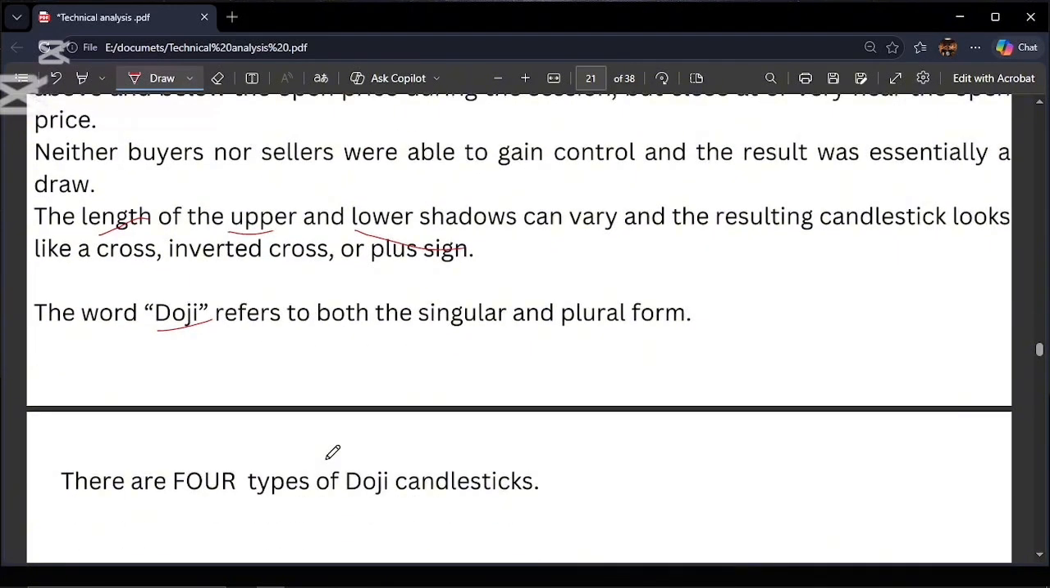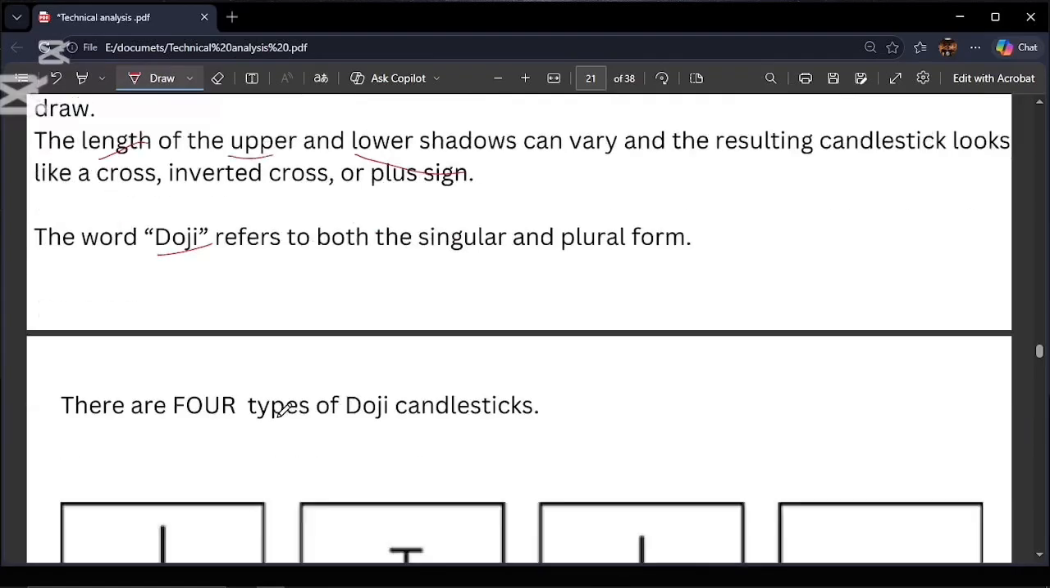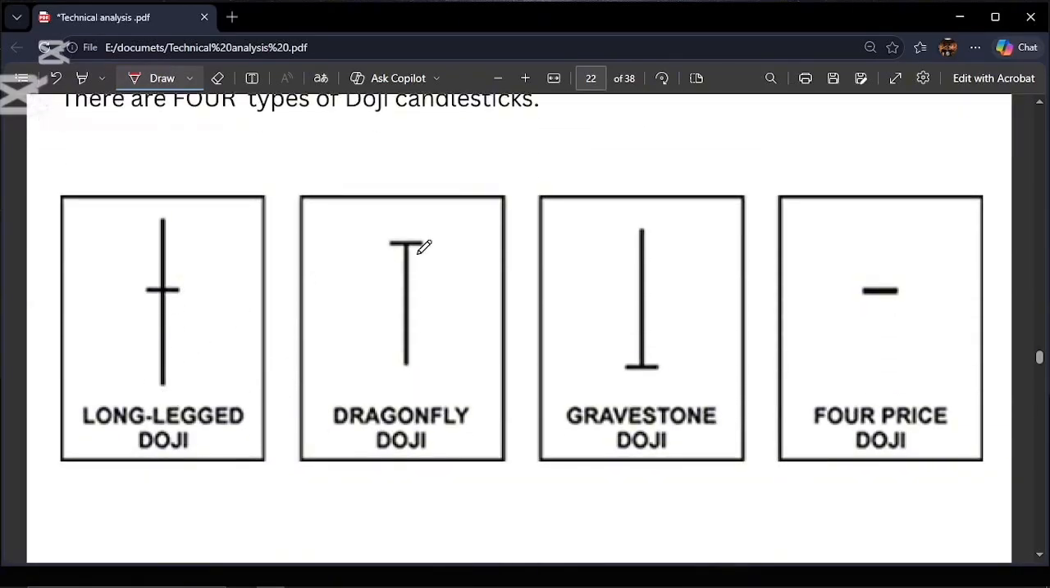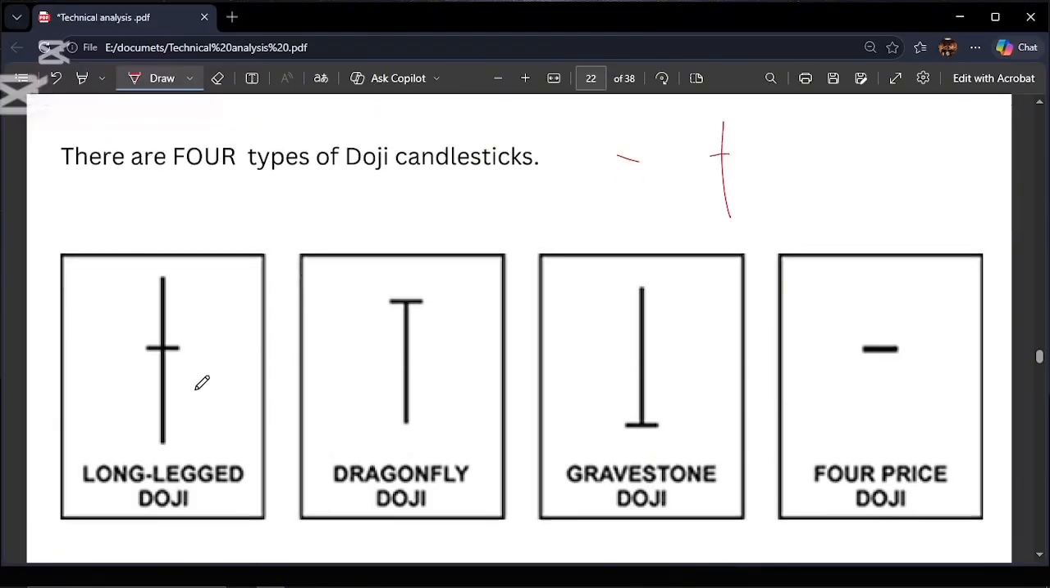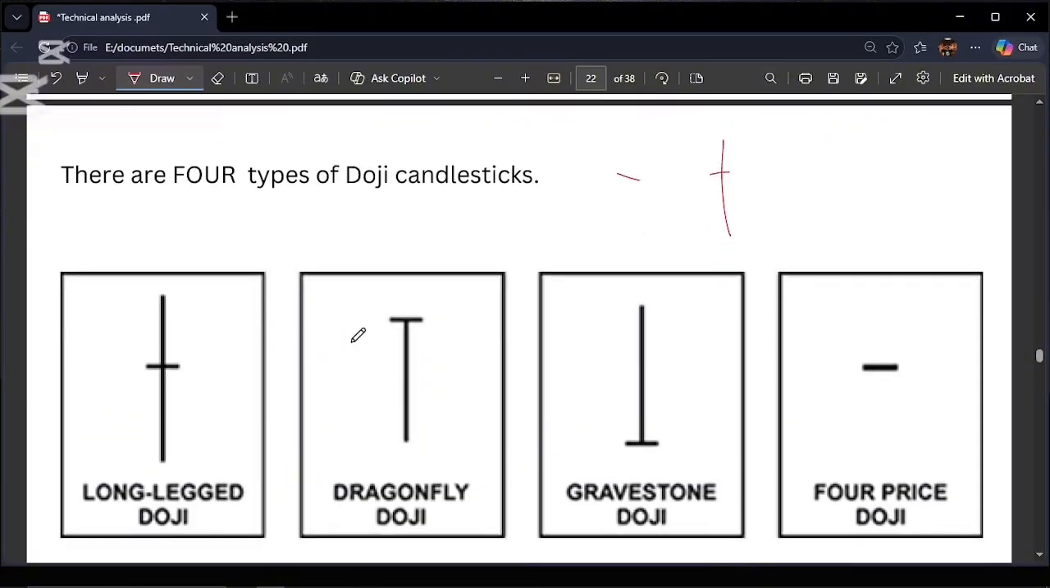We have four types of dojis. If you see the doji, their bodies are like a small stick, and as we talked about, the wicks always vary, forming many shapes. So we have the long-legged doji. We've seen such candlesticks in the market, and you don't know what the meaning of that is. When you see such things, just know there is indecision.